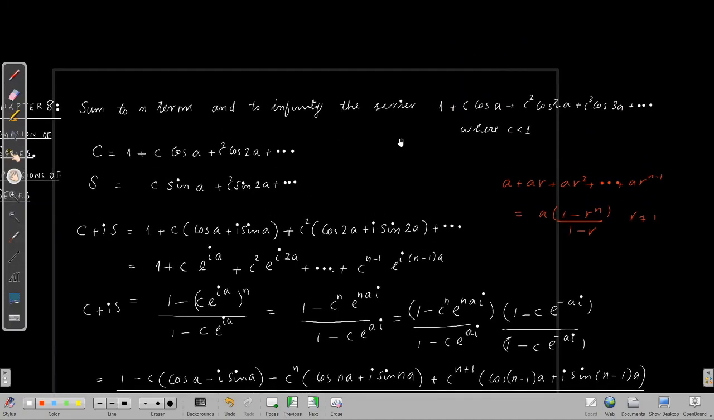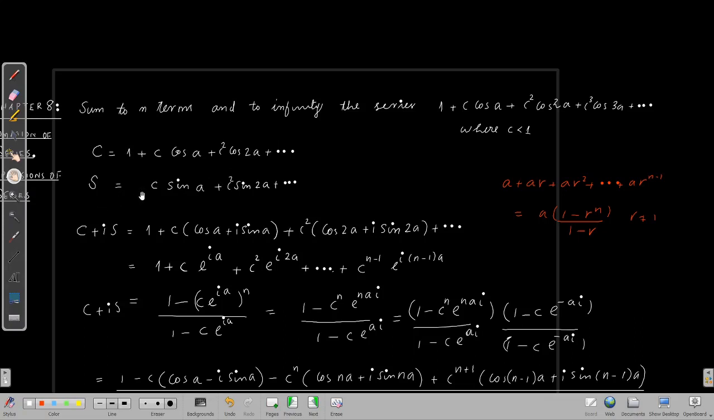So if you are given this series to find the sum, we construct a new series S. This is the complement series of the C. I put C here because of this cos a, cos 2a, etc. And the corresponding sine series is S. So this C is called the cosine series. So the cosine series starts with this one, and the corresponding sine series we start with c times sine of the corresponding angles. So this C is the cosine series and S is the sine series.